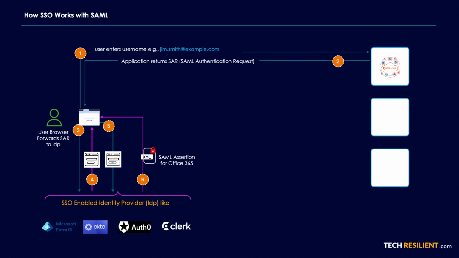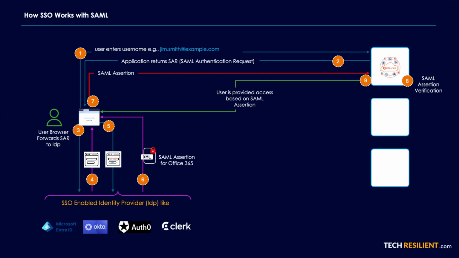Now here, one thing that you need to pay attention to is that this SAML assertion is generated for Office 365. We will get into the detailed configuration of what is in that XML file and what different statements SAML or OpenID supports in a separate topic. So once the user's browser receives the SAML assertion token, it forwards that token to the application. Now the application verifies that assertion to ensure it's valid, it's signed and issued by the correct identity provider. Once the SAML assertion is verified, the user is now given access to the application.